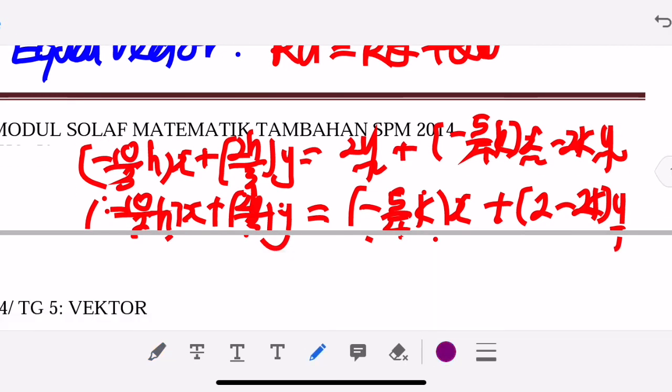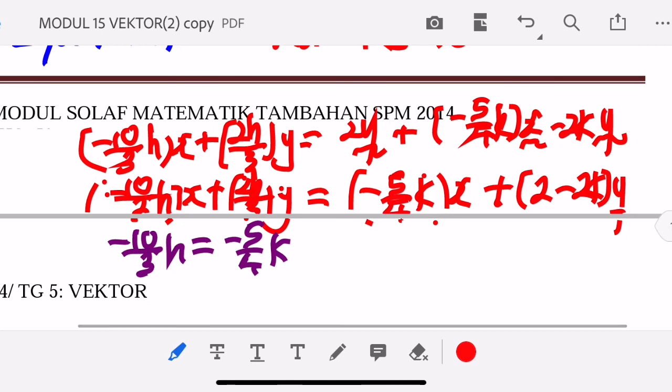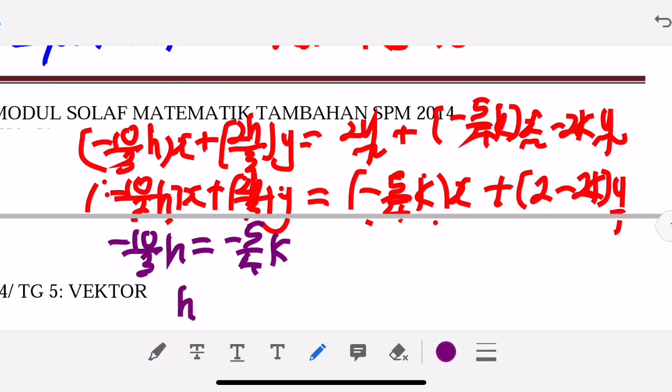Now the most important step is we have to use a highlighter and highlight the number beside the x, which is negative 10 over 3h, should be equal to negative 5 over 4k. So you use a highlighter, highlight carefully and simplify carefully. For h is equal to how many k? You have to write carefully. There is a negative on both sides, so it becomes positive.